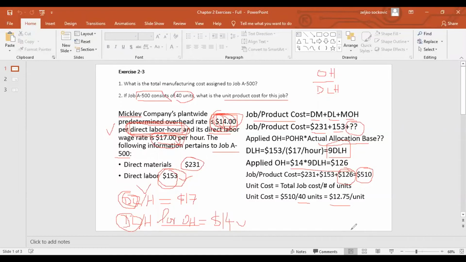It's a very straightforward question, other than this little detail trick. Where do I get this allocation base of 9? You get it through whatever it said here. It could have been machine hours, but then you're told total machine hours are this, and overhead was this, and then you would find the POHR, and this job used these many machine hours, for example.